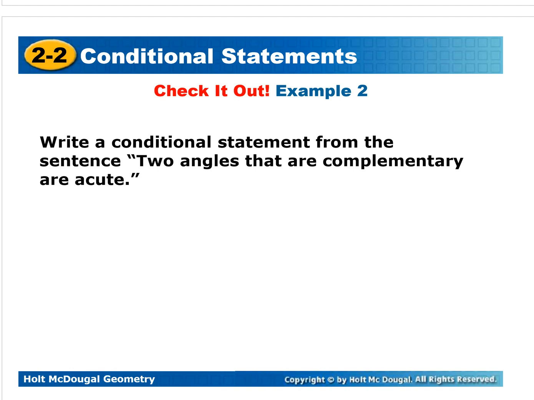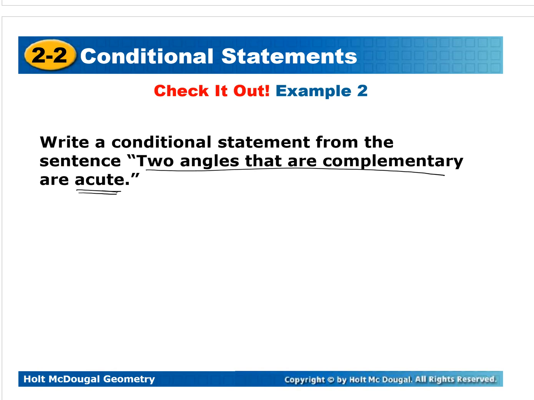Okay, let's go through. Let's find out where our hypothesis is first. So you've got two angles that are complementary are acute. So we're probably going to start with two angles that are complementary, and we're going to end up with them being acute.